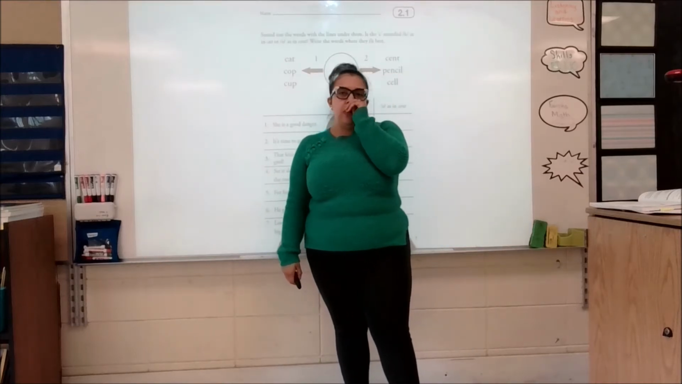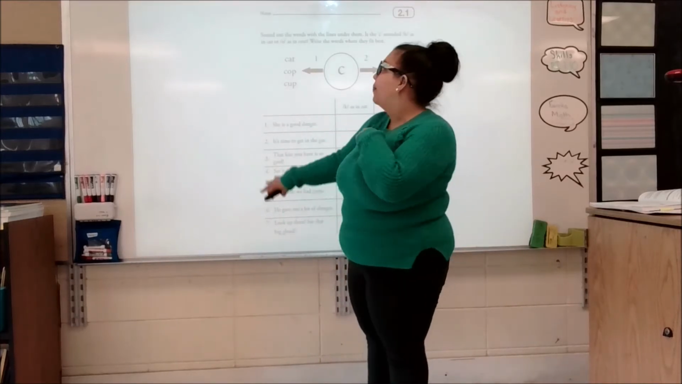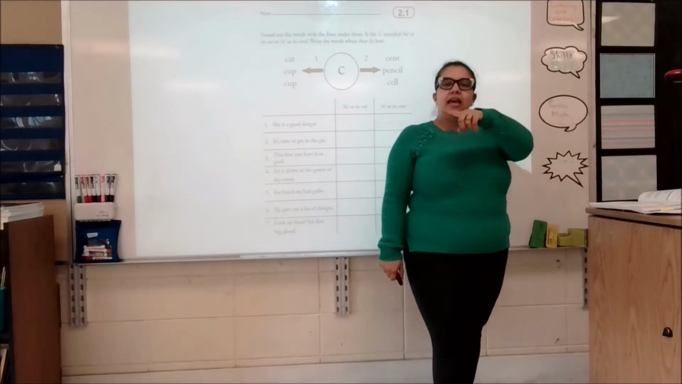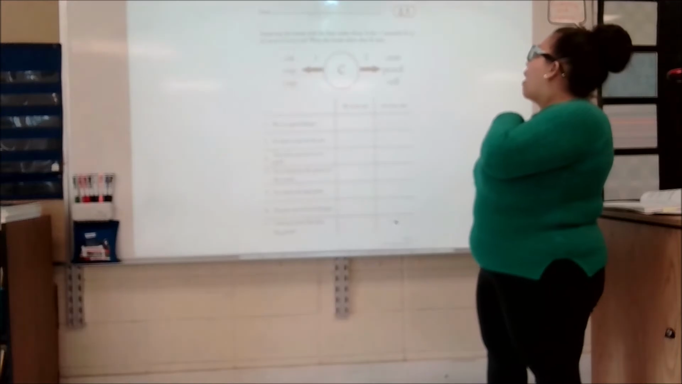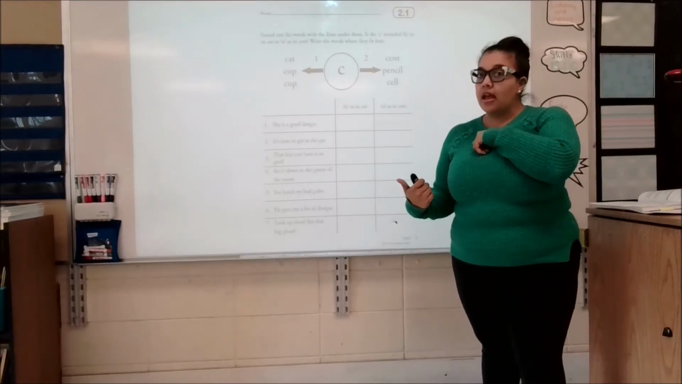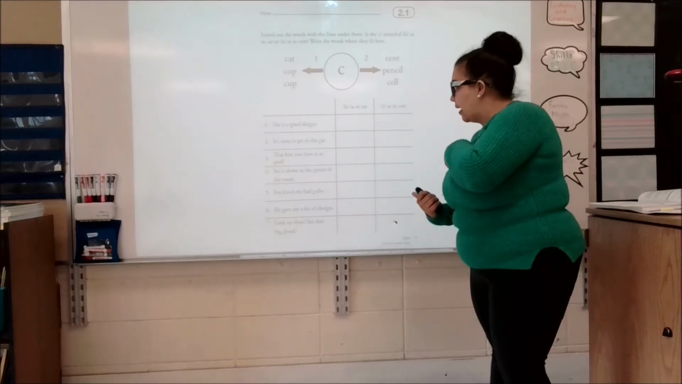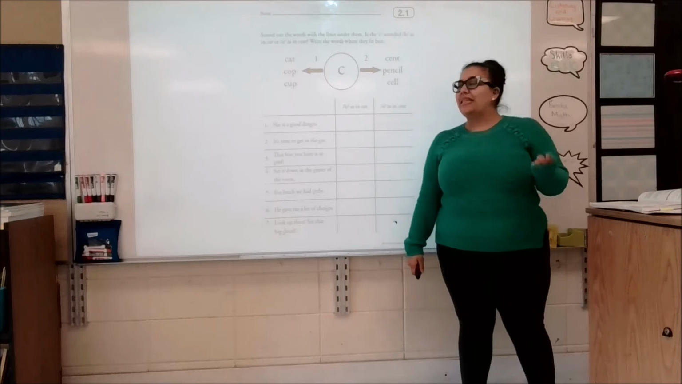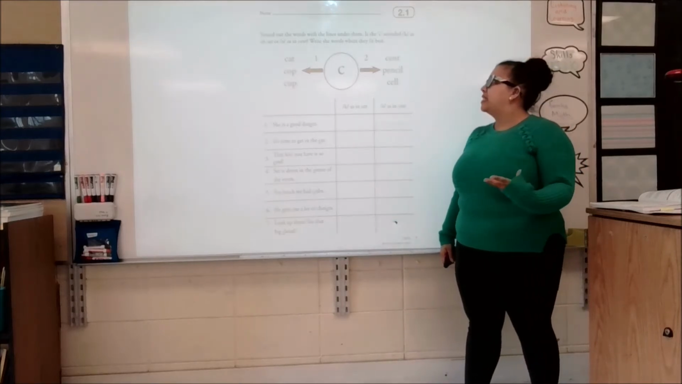Alright guys, what we're going to do is practice a little bit together in your cat book, on page 2.1. We're going to do this together, and then you're going to turn it in to me. I want to see it, okay? So we're looking at words with C as k, as in cat, and s, as in scent.